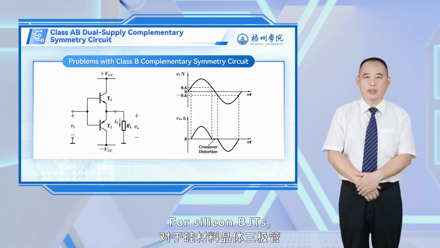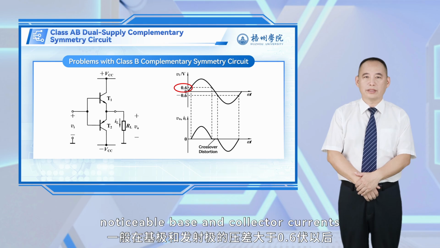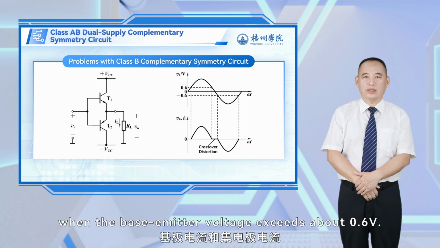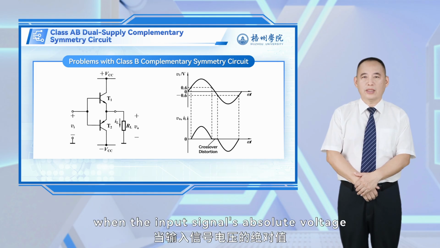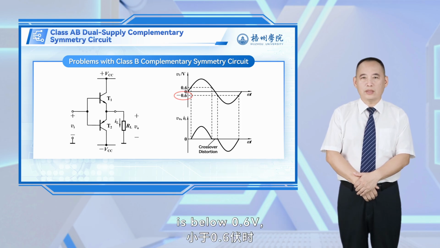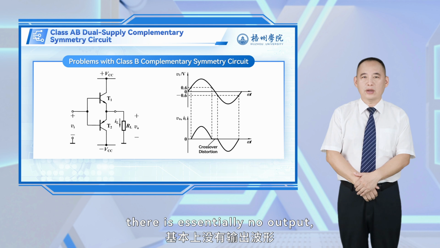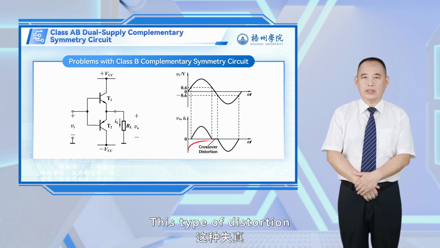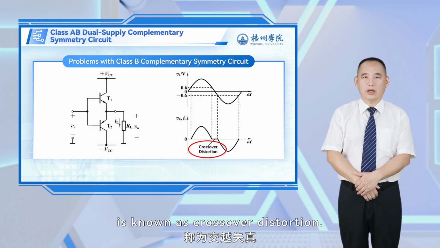For silicon BJTs, noticeable base and collector currents only begin to flow when the base emitter voltage exceeds about 0.6 volts. Therefore, when the input signal's absolute voltage is below 0.6 volts, there is essentially no output, leading to distortion in the output waveform. This type of distortion is known as crossover distortion.